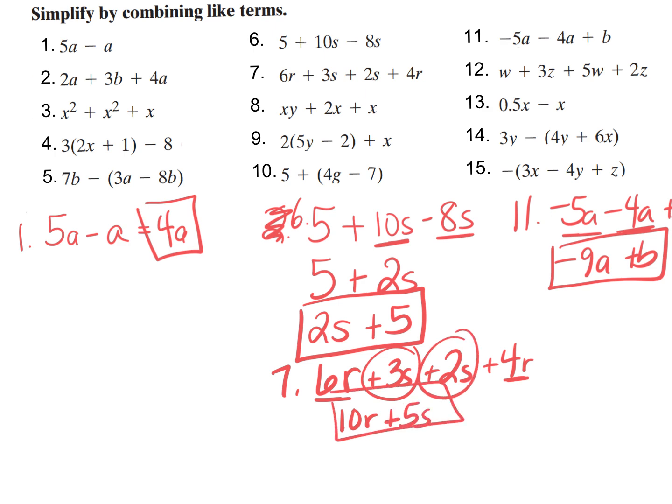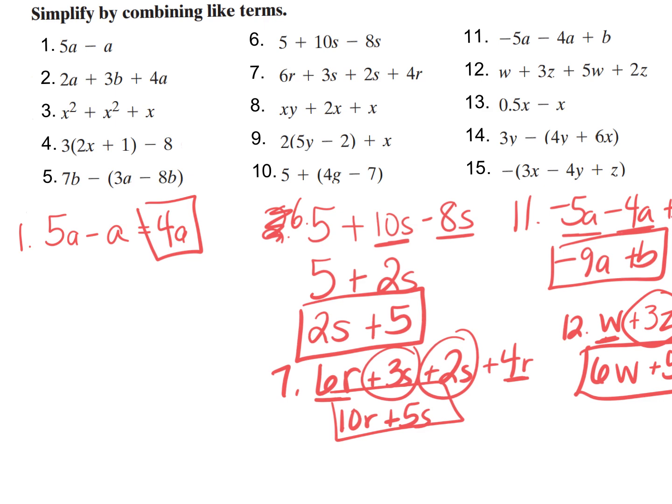And that is my answer to number 7. Number 12, w plus 3z plus 5w plus 2z. My w's get added together. Oops, I underlined the z. My w's get added together. That would be 1w plus 5w. That's 6w. And then 3z plus 2z. That's 5z. We are just simplifying algebraic expressions.